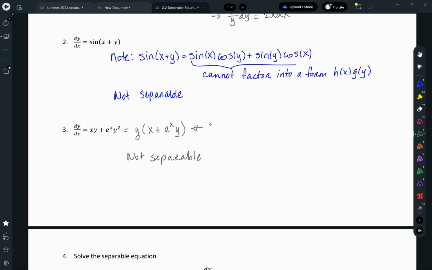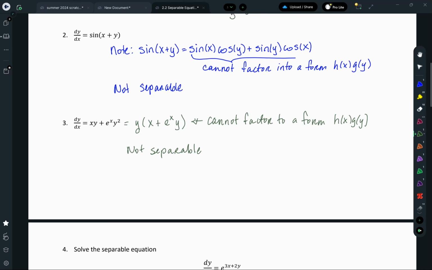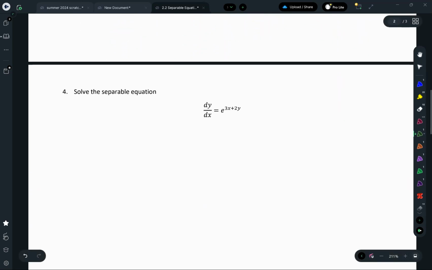Okay, so this, we cannot factor to a form h of x times g of y. Okay, and so those are kind of nice because we can't do anything with them and we're done. And we move on to the next topic or the next example. Okay, so here, starting now, the next 3 problems will all be separable and we're going to solve them.